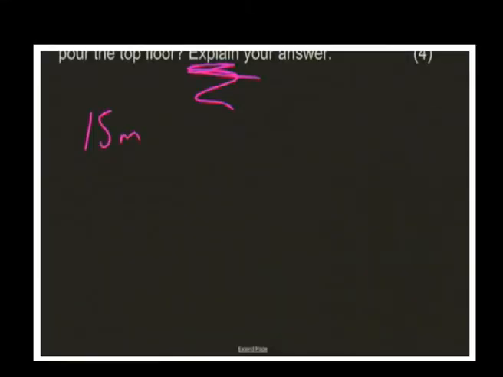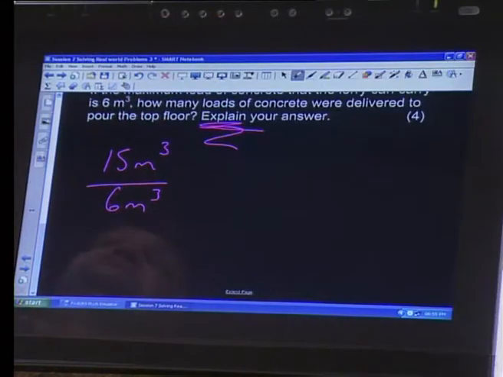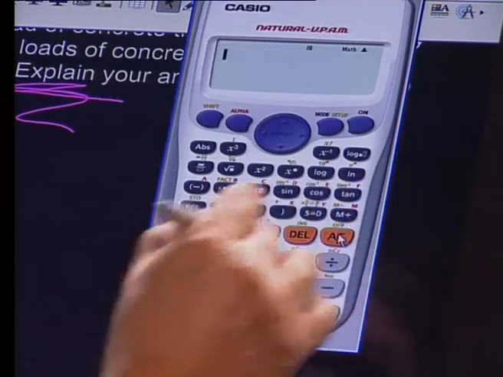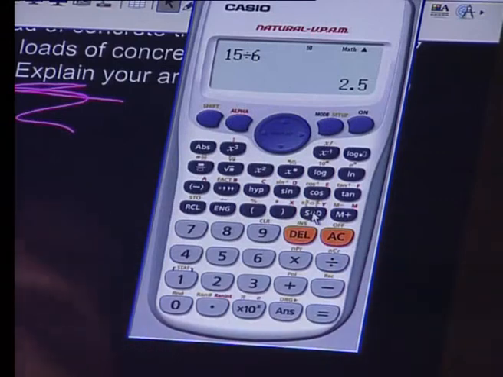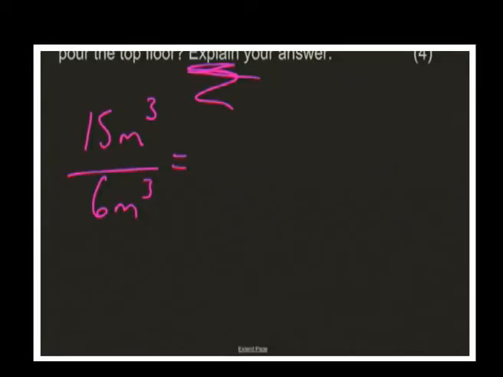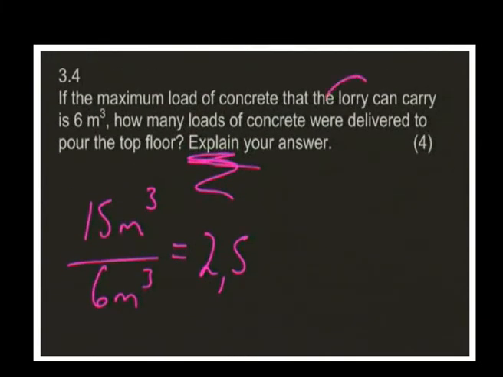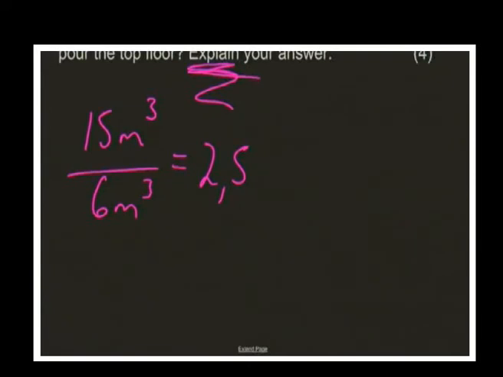So how many cubic meters did I need? I needed 15. So if we look here, I've got 15 cubic meters, but my truck can only take 6 cubic meters. In other words, I'm saying, how many times will 6 cubic meters go into 15? Now we're going to get a funny little answer here. I've got 15, I'm going to divide it by 6, and what happens? I land up with 2.5. 2.5 what? 2.5 truckloads or lorry loads. What do they call it? A lorry. Okay, so 2.5 lorry loads.